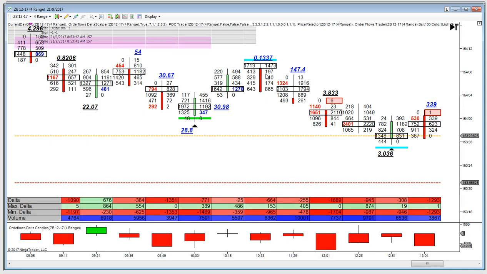Very bearish bar when you get this sort of volume up at the top of that bar and the market sells off.